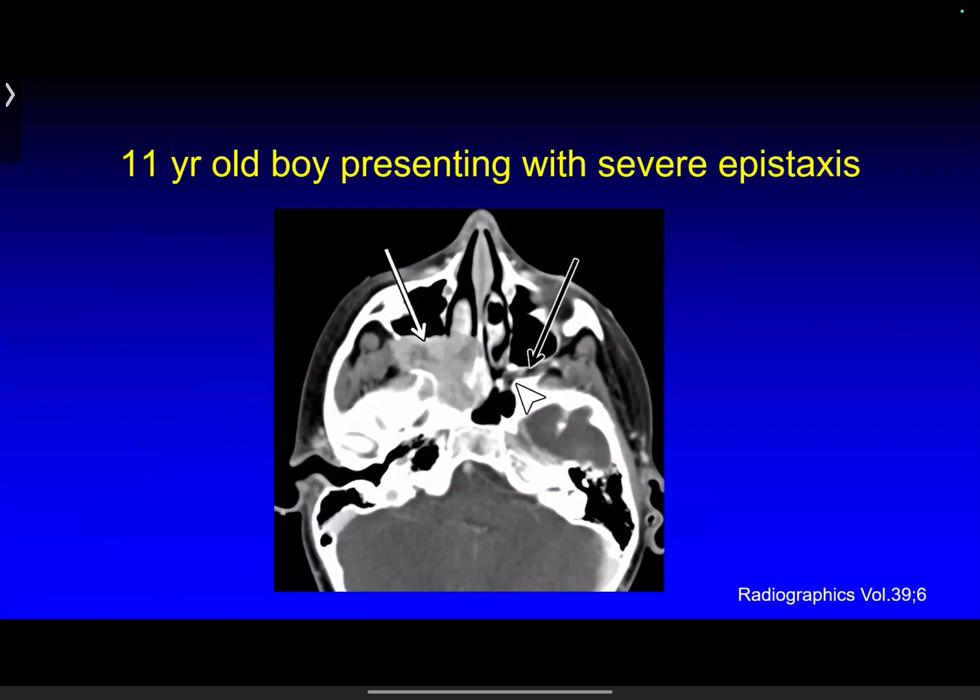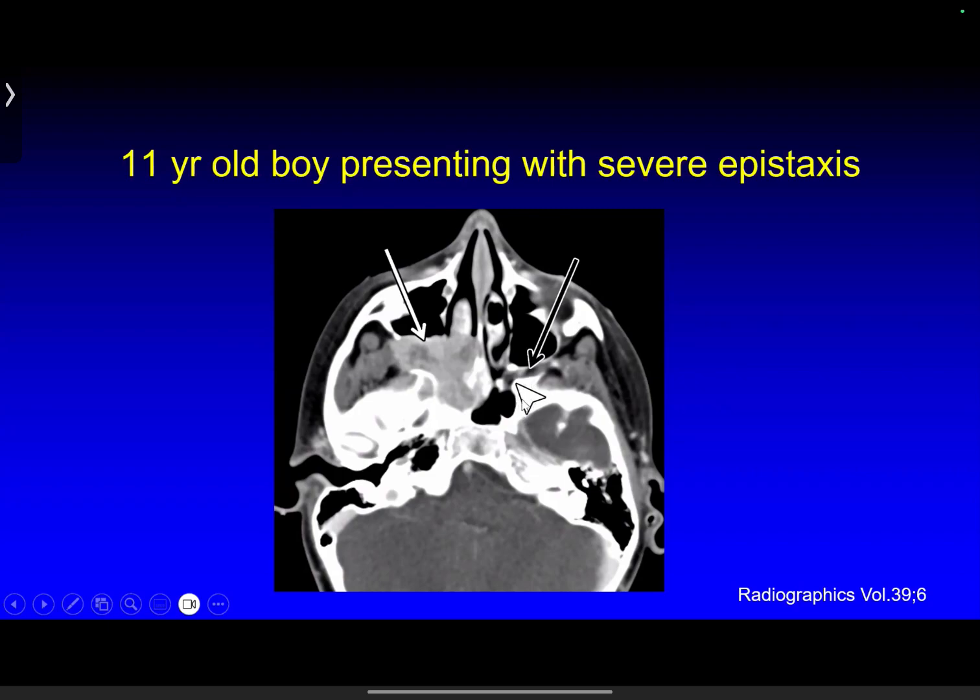The next case in the ER is an 11-year-old boy presenting with severe epistaxis. A CT neck with contrast shows an avidly enhancing multilobulated mass within the posterior right nasal cavity. It's extending into the right sphenoid sinus. It's enlarging the sphenopalatine foramen and the pterygopalatine fossa.